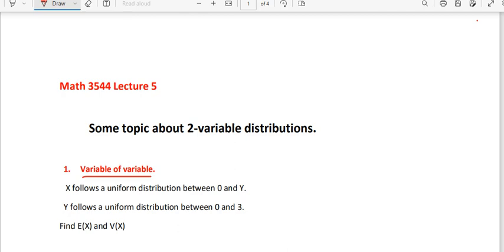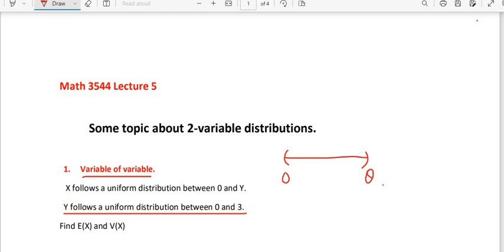So for example, suppose the landing value x follows a uniform distribution between 0 and some ending point, but this ending point can change. Suppose it is 0 to y, or 0 to theta. We can call this a parameter. This theta can change, so we just use y. This y also follows a uniform distribution between 0 and 3.